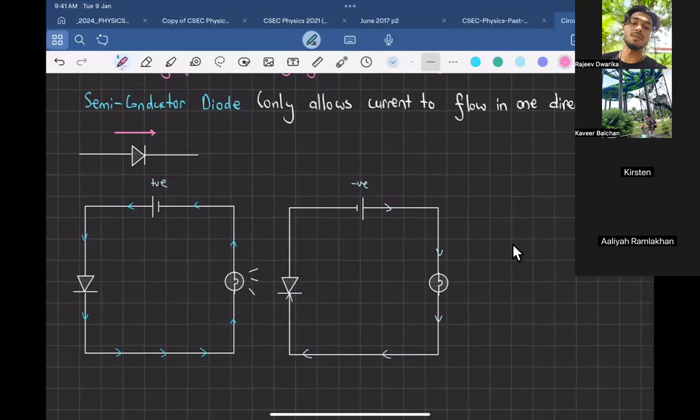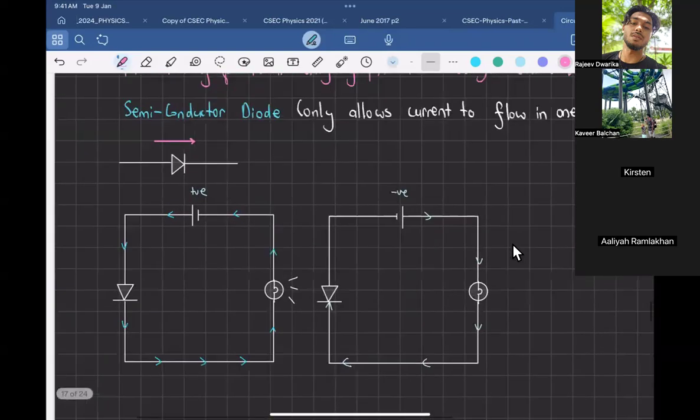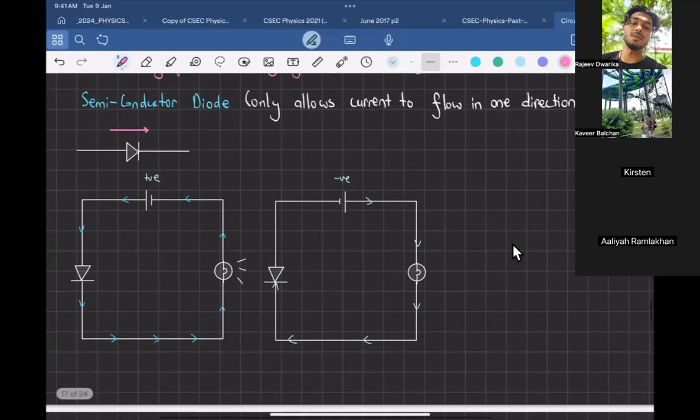All right, look at the graph. Justin, when the voltage was negative, was it behaving like a conductor? No, because the current was 0. So was it allowing any current to flow? No. But when the voltage is positive, I have current. So a semiconductor diode, as the name suggests, is a material that allows current to flow in only one direction. In the other direction it blocks current. It's like an insulator.